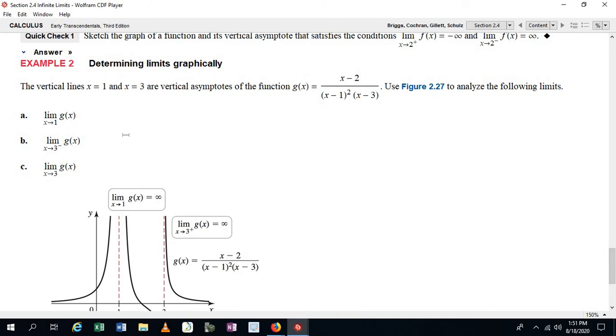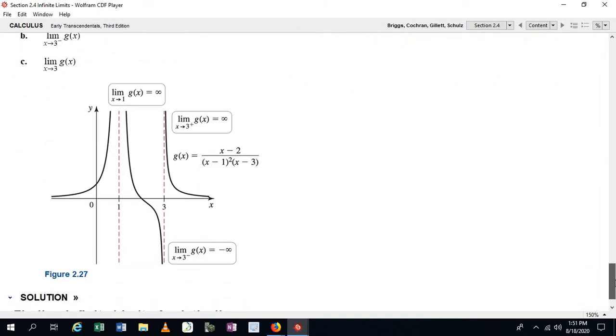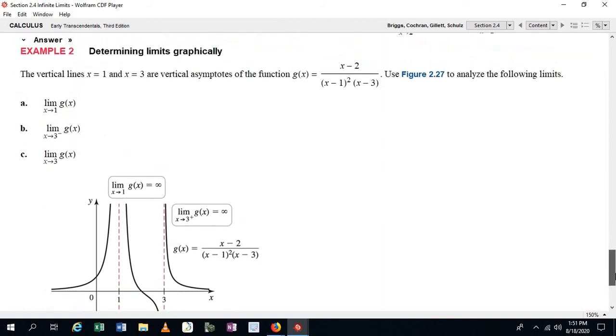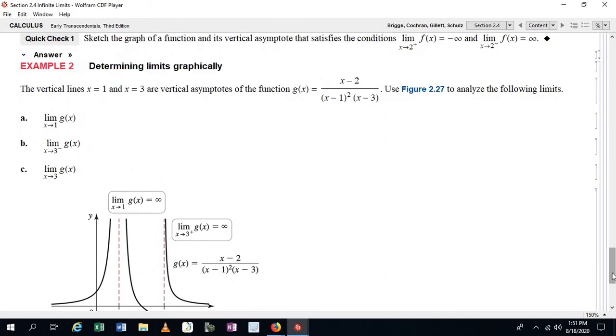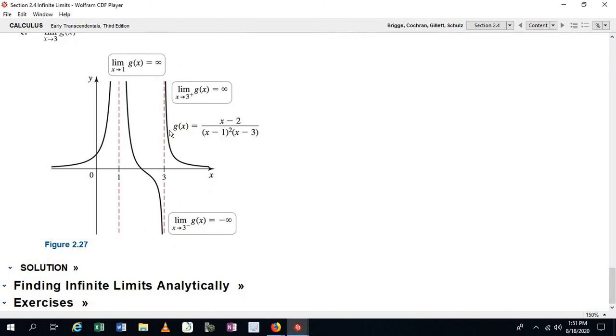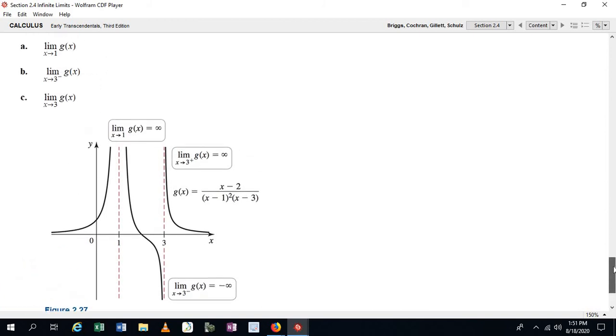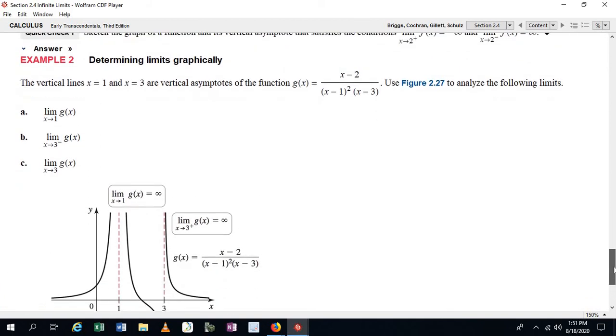So example 2 illustrates this idea. g of x is equal to this function right here. The graph of that function is down here. You can see from the graph that it has two vertical asymptotes, one at x equals 1 and another at x equals 3. But let's check this using the definition.